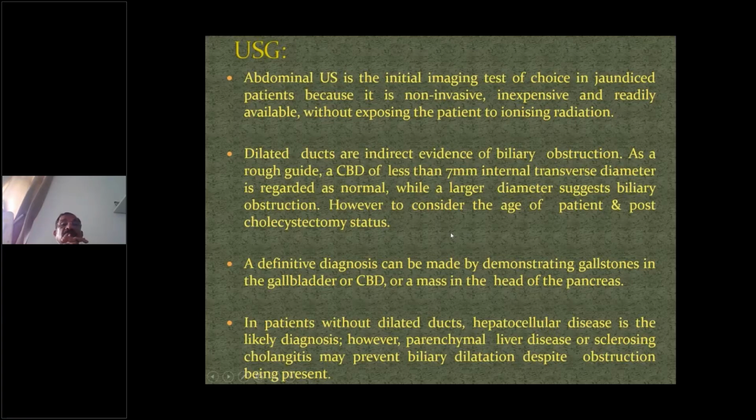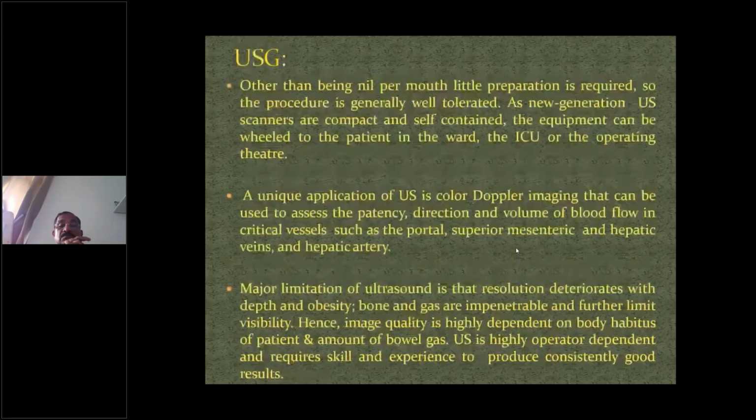So if CBD is 7 mm or more, it is considered to be dilated. And we can look at the underlying cause, like a gallstone in the CBD, or a mass in the CBD or head of pancreas. Usually the only preparation required is to be fasting, preferably 6 to 8 hours. And new generation ultrasounds are quite compact, so portable USG is possible. Another important application is color Doppler imaging, where we can assess the patency and the volume of blood flow in critical vessels like the portal vein, superior mesenteric vessels, and hepatic arteries and veins.